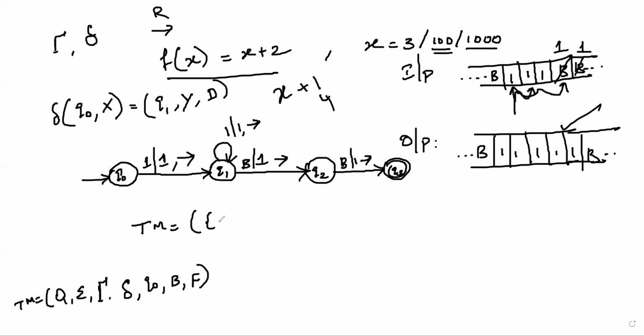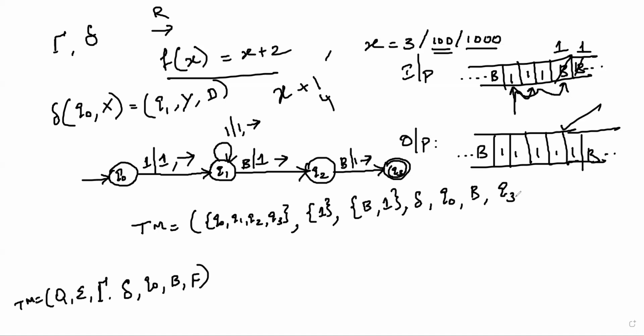The states are Q0, Q1, Q2 and Q3. What is the input symbol? Here I represented my x value as only 1, right? So the input symbol is 1. What is the tape symbol? You check in the tape. What is the symbol available that I have to take? One, and the blank symbol is already there by default, followed by 1. The transition function I will write later. The initial state is Q0 here. The blank space is represented as B only. The final state of this problem is Q3. That's it.